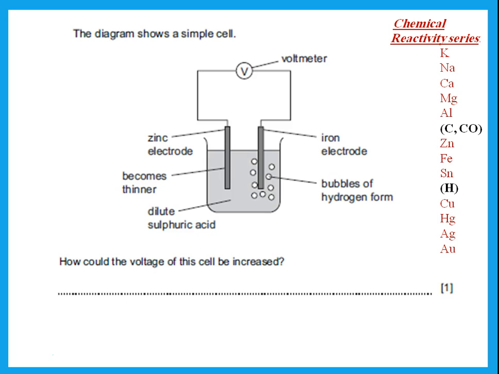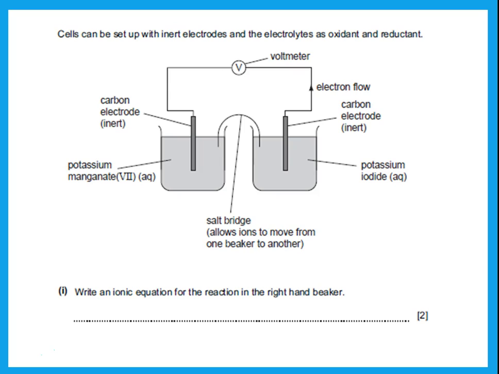And if I want the voltage of this cell to be increased, I should choose two metals that have a higher difference in reactivity. So let us say use magnesium instead of zinc. In that case it will be magnesium and iron. Can you see that this is a bigger difference in reactivity between the two metals? So that would give a higher voltage.